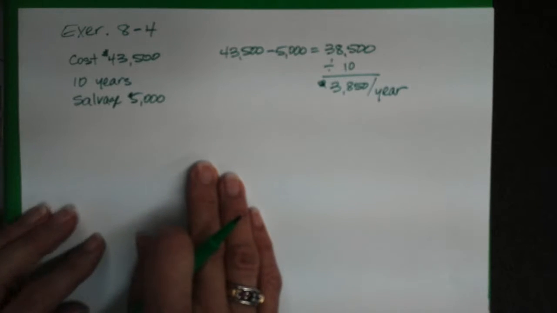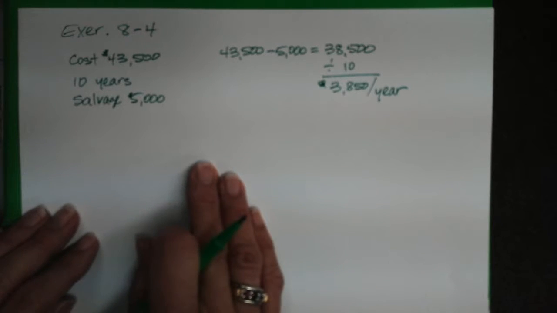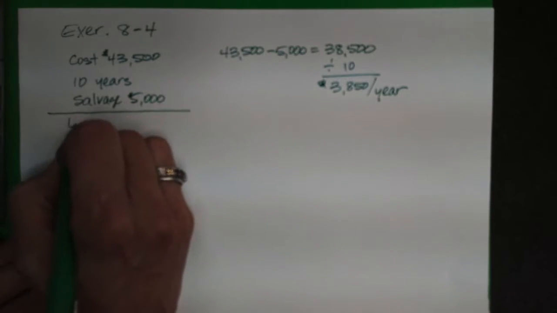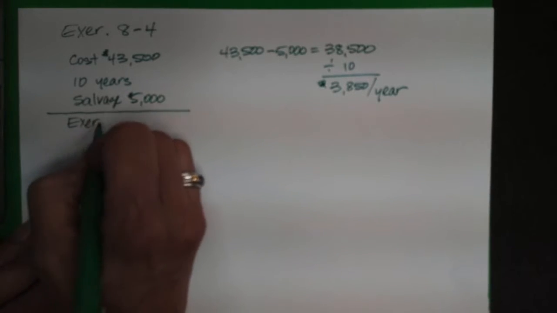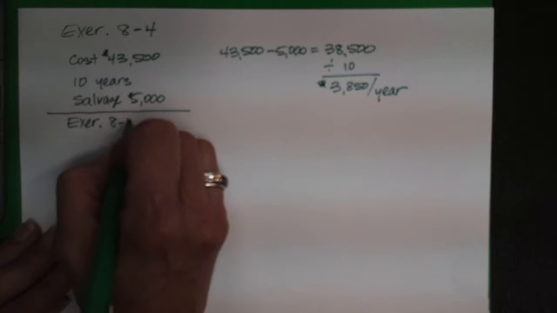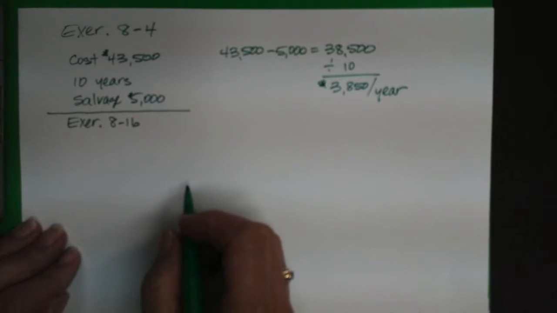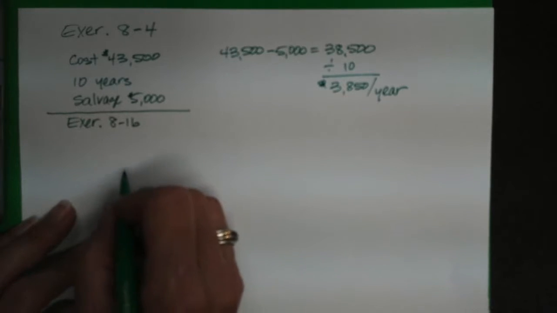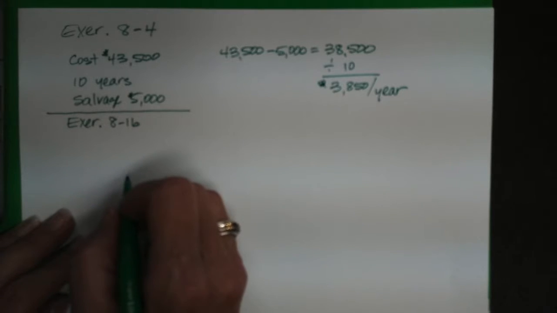So hop over and take a look at exercise 8-16, which has several calculations for us regarding selling a piece of equipment. Okay, or getting rid of a piece of equipment. Okay, so Diaz Company owns a milling machine that costs $250,000 and has accumulated depreciation of $182,000.